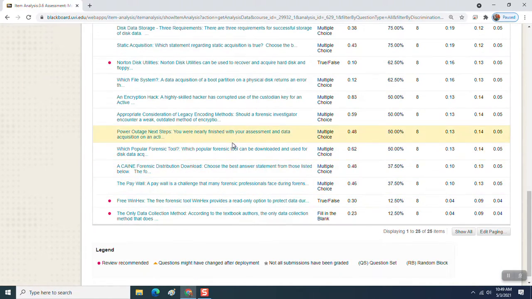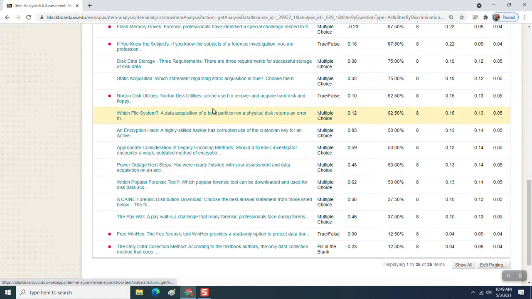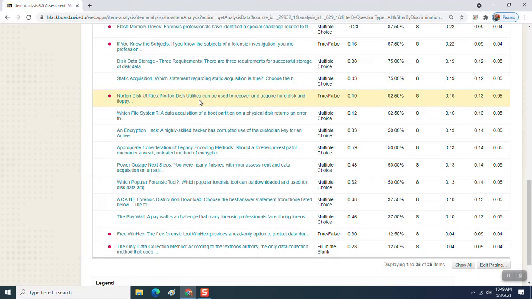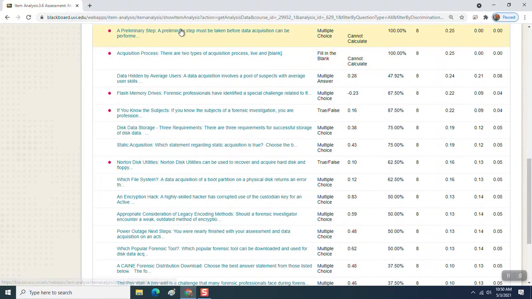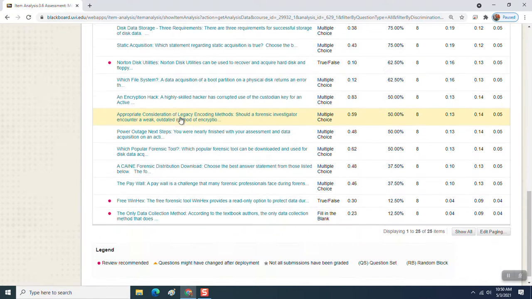Okay, moving right along. We're going to run the review up through Norton Disk Utilities, and then we'll look at some of the multi-answer options above.